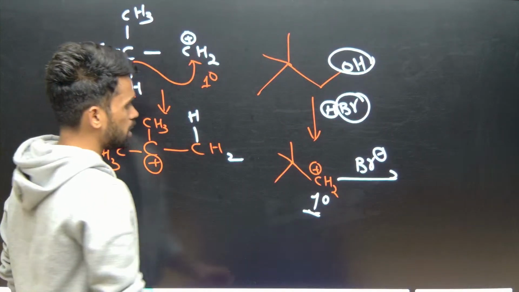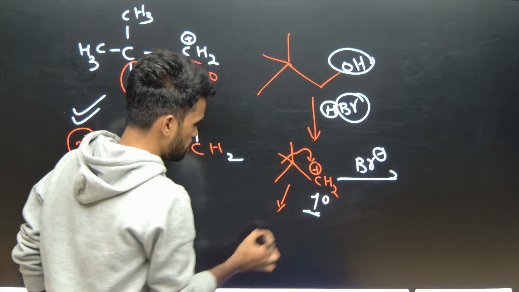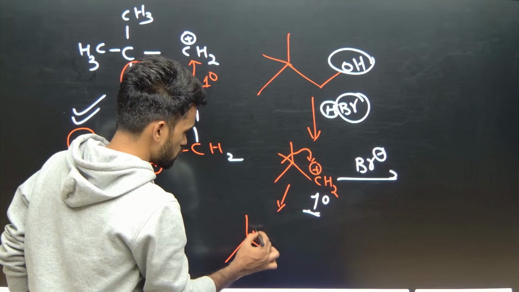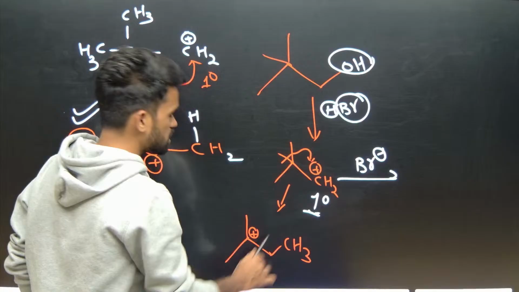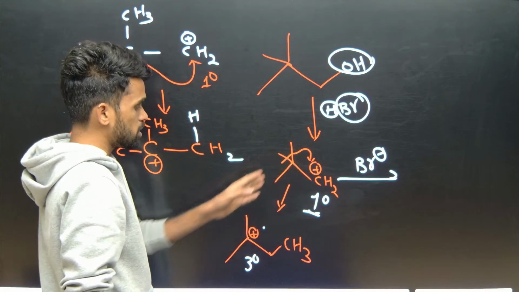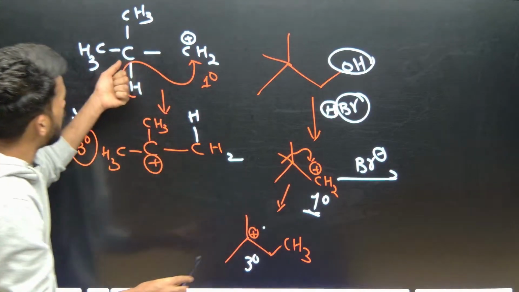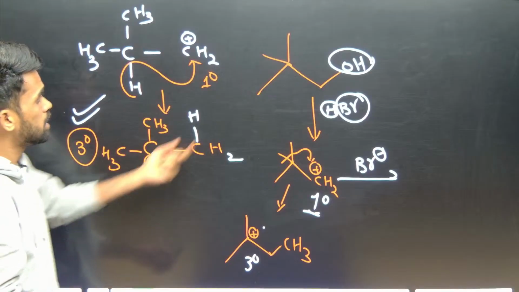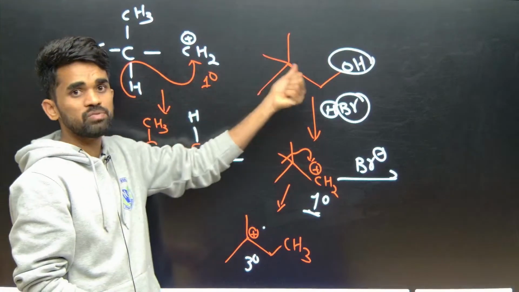Now we can make it more stable by shifting one of these groups from here to here, and it becomes a positive charge here and a methyl group here. See, this is becoming tertiary. Which is the more stable carbocation here? Tertiary. So that's why this kind of rearrangement of carbocation takes place by a group shift. It can be a hydride ion in this way, or it can be a methyl group in this way. If there is no hydride ion, methyl group shift takes place.